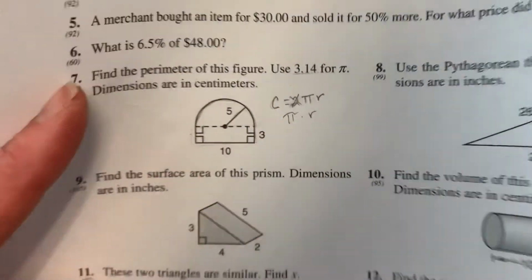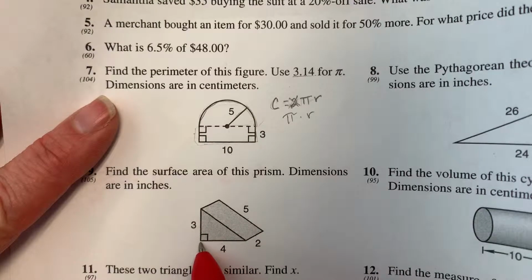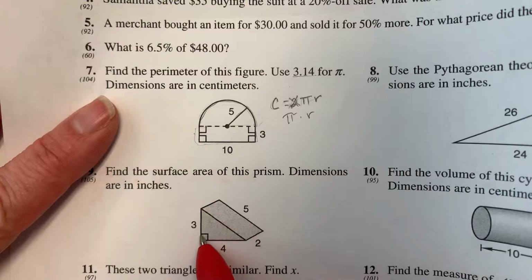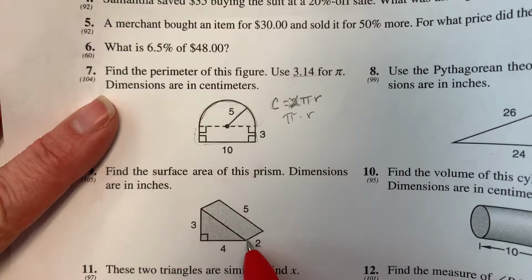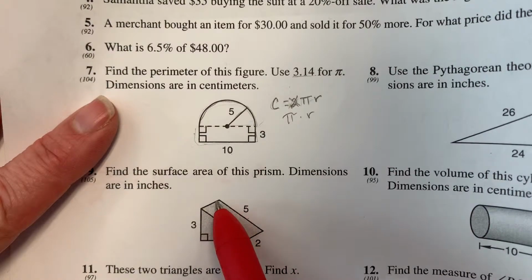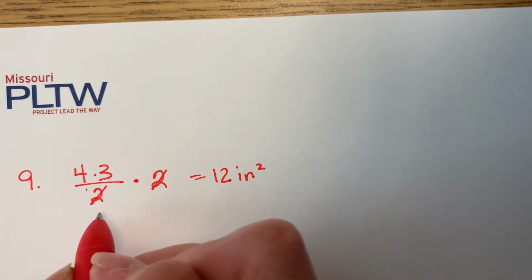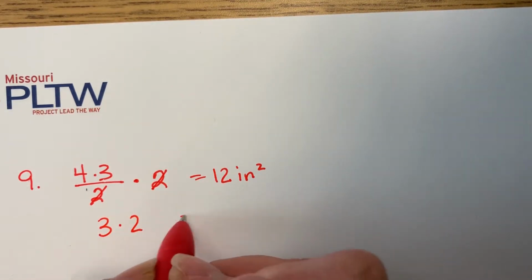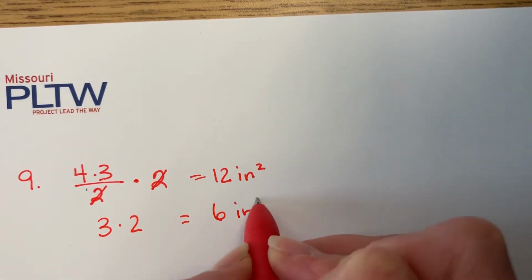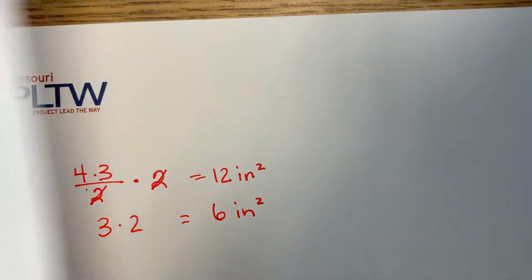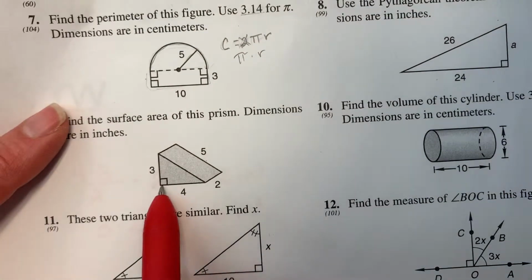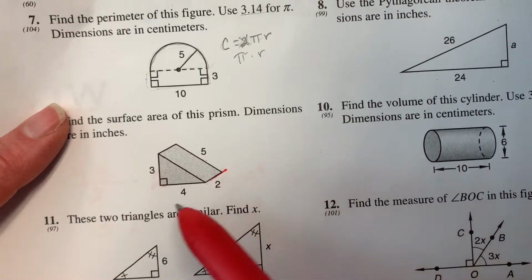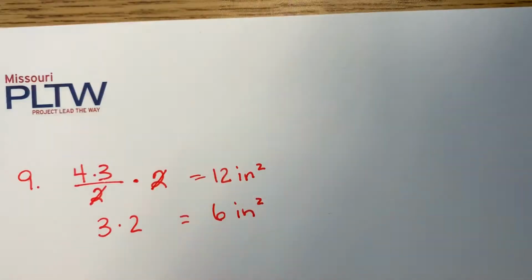Now, I'm going to do the back side next. And I know that this is 3 for one dimension, and then it's 2 across. This is 2 as well. So 3 times 2 for that one. And that is 6 inches squared. And then I have the base. So the base of this is 4 times 2. Imagine that rectangle down there. So 4 times 2 is 8 inches squared.